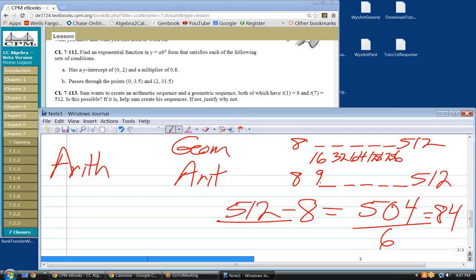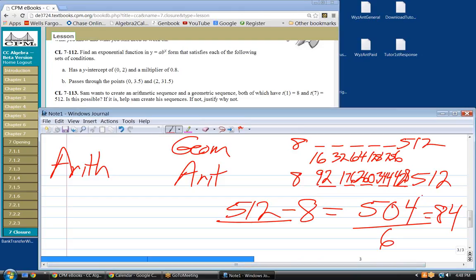So this term would be 92, 8 plus 84. In other words, let's check it. And I'm going to add 84 to 92, which is 176. I'm going to add 84 to 176, which is 260. And then 344. And then 428. Bingo, 512 is next.